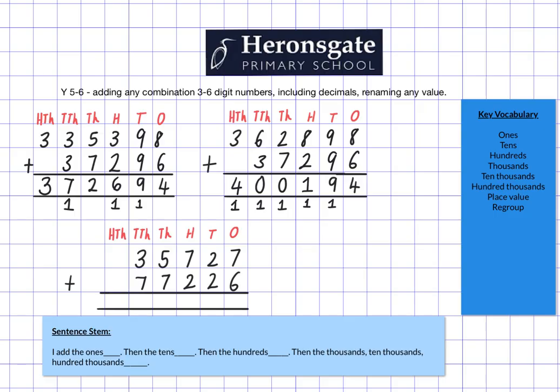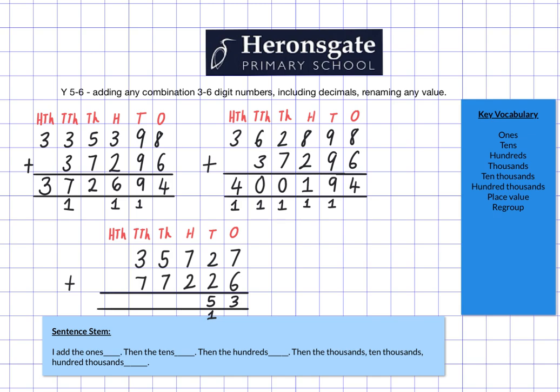Another example before we move on to looking at decimals is this one here below. You may be wondering, why is there a hundred thousands column? This is because on some occasions when you're adding numbers, a new column will need to be made. So I just want to show you that example. As we always do, we start by adding the ones. So we have 7 ones add 6 ones, which makes 13 ones. So we need to regroup the 10.